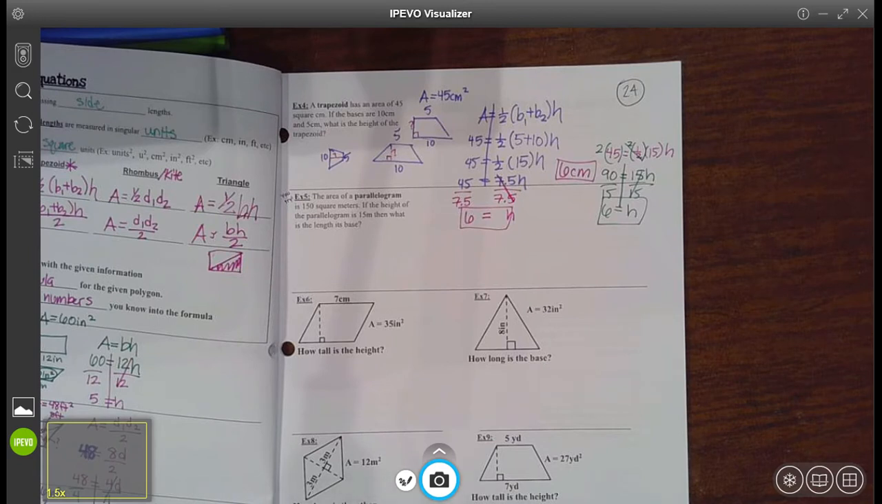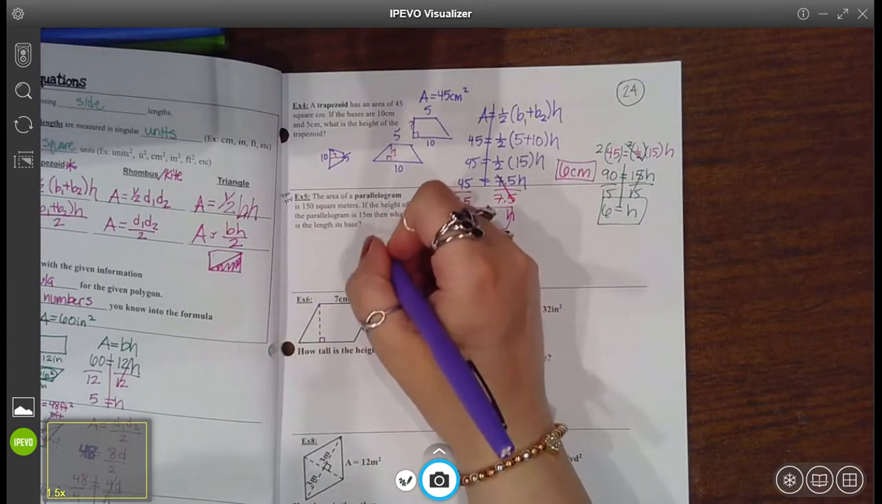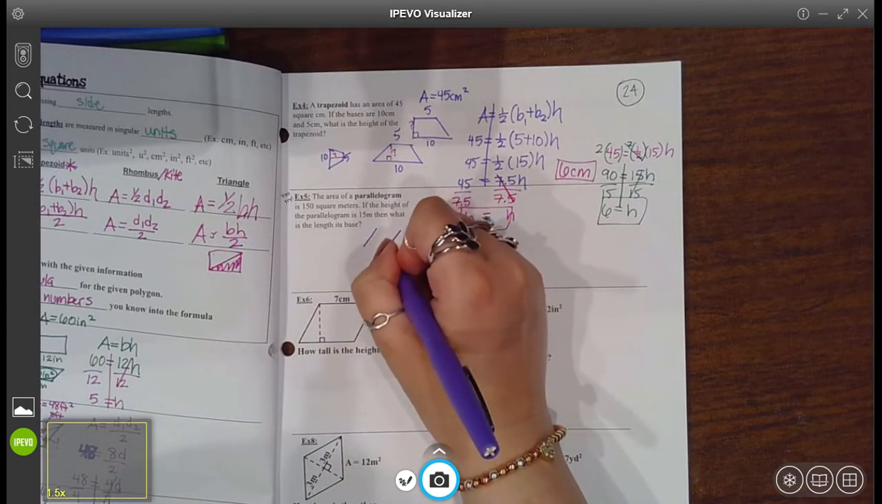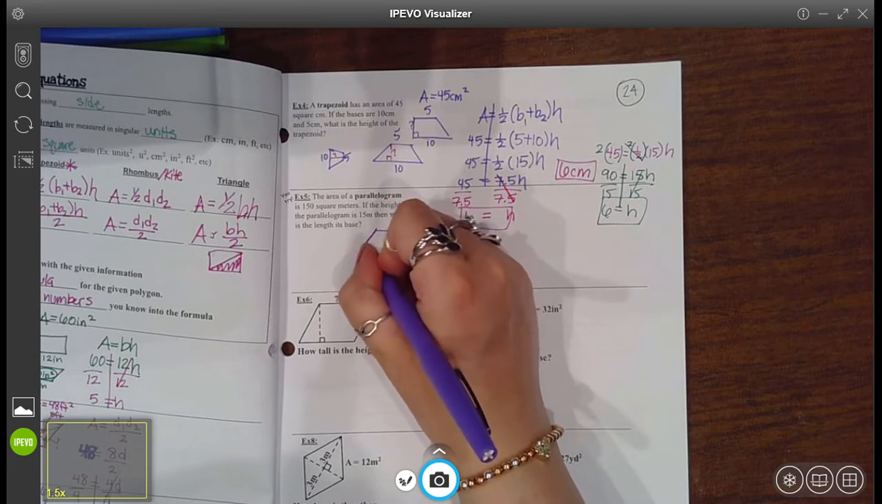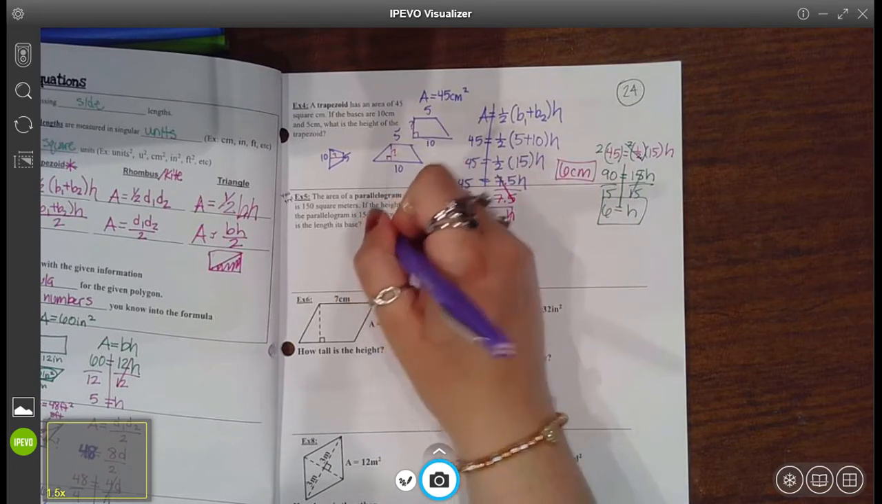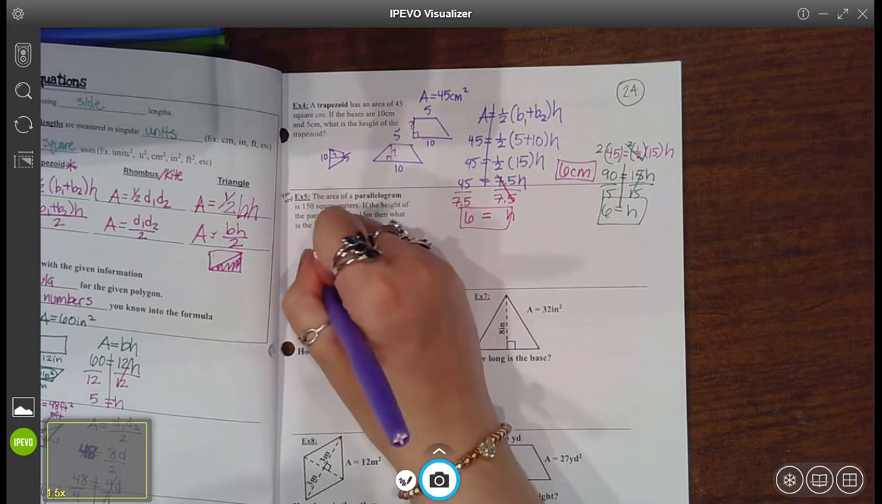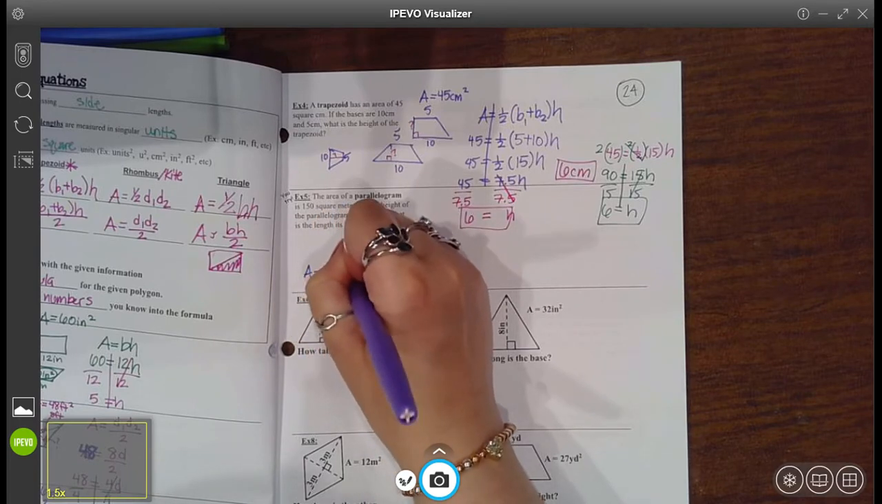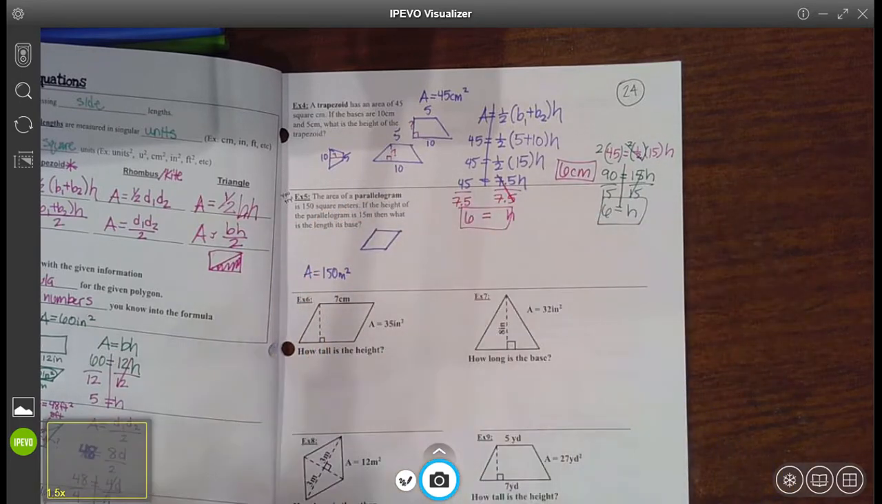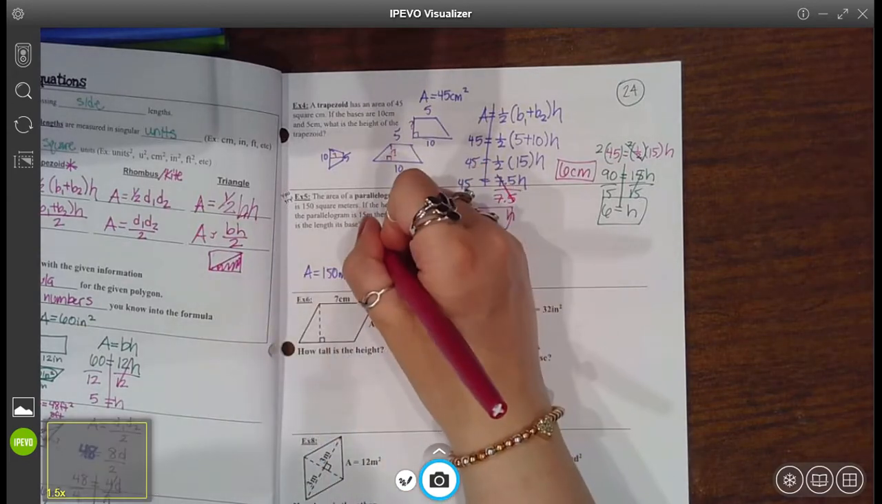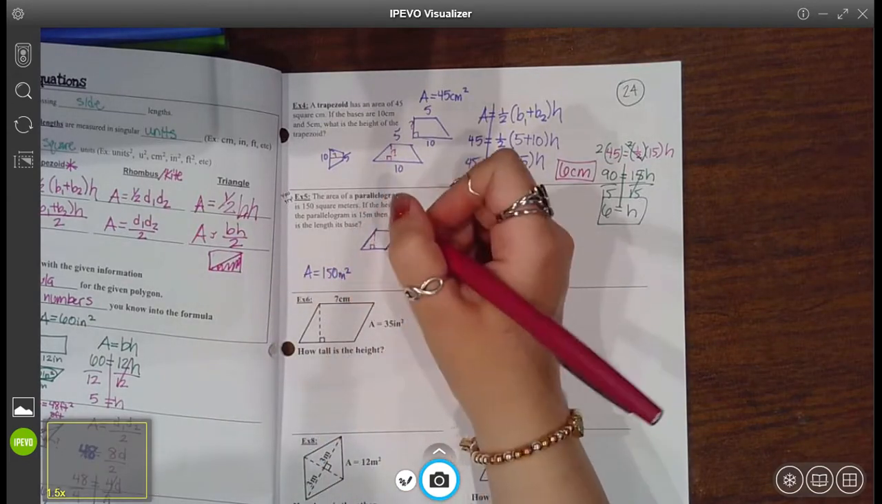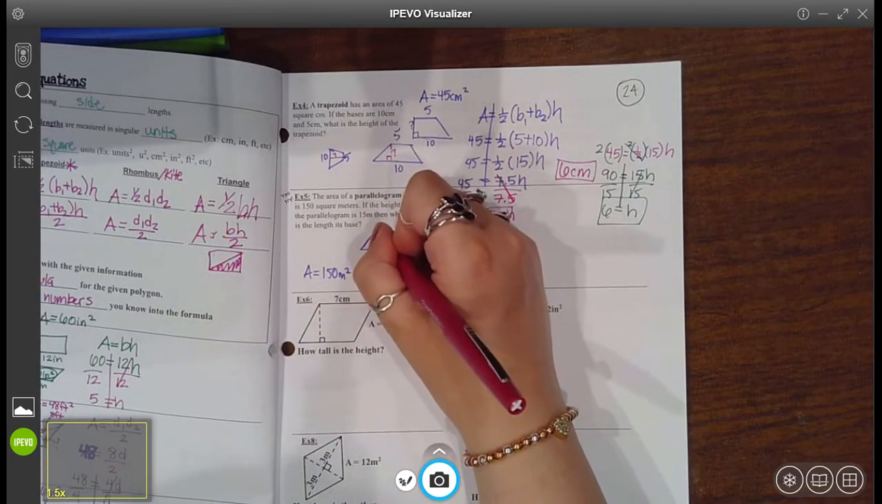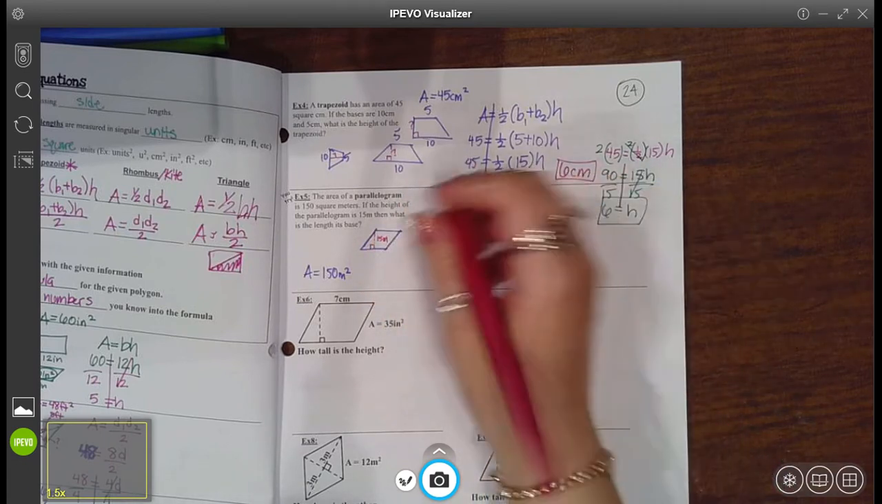Okay, my next one. If you haven't tried any yourself yet, please try this one. You have a parallelogram. And again, you pause the video, try it. Now you're back with us. You unpaused it. Okay, parallelogram has an area of 150 square meters, or meters squared. The height is 15 meters. What is the base?